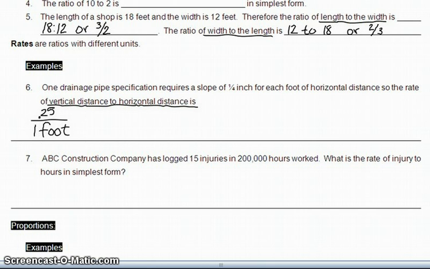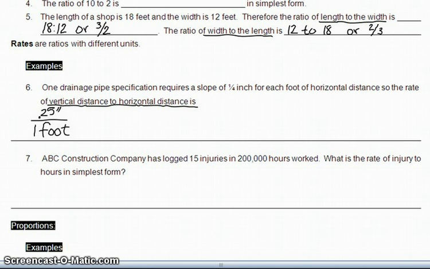There are ways to simplify that and to get that into a better unit rate, but we're going to leave it alone at that, 0.25 to 1. 0.25, and we have to include our units, and I forgot my inches here, so it should be 0.25 inches to 1 foot.